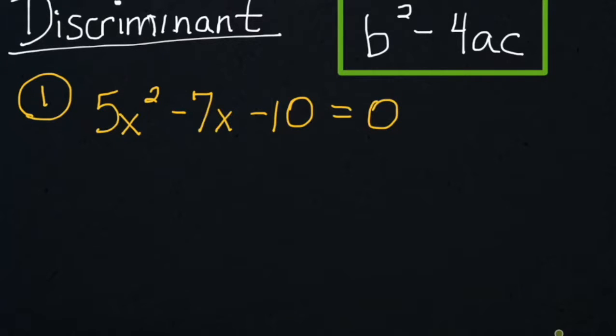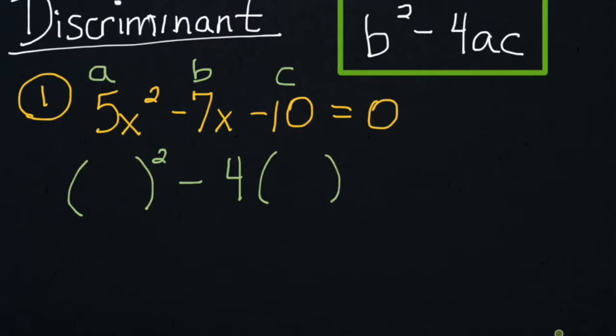First step, label A, B, and C. A is in front of x squared. B is in front of x, C is the constant. Now we plug it in. I always write my equation without any numbers plugged in, just with parentheses and spaces. Plug in your numbers. B is negative 7, A is 5, C is negative 10.